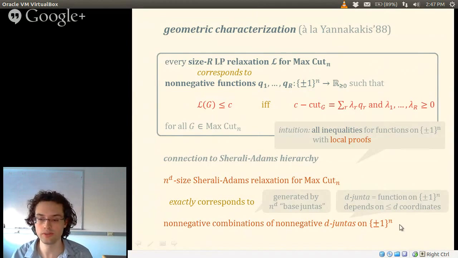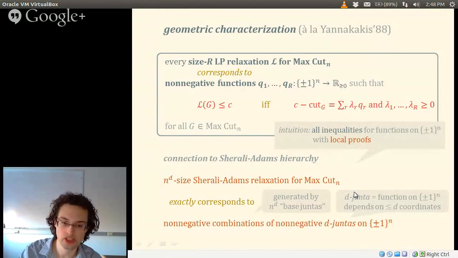So in some sense, this really corresponds to an LP relaxation of size n to the d. Or another way of thinking about it, there are really only n to the d different non-negative d-juntas. Okay. So the intuitive way of looking at Sherali-Adams is that it can derive all inequalities that have local proofs, that are true for local reasons. And locality corresponds precisely to the fact that the d-juntas depend on only a small number of the vertices of the graph.